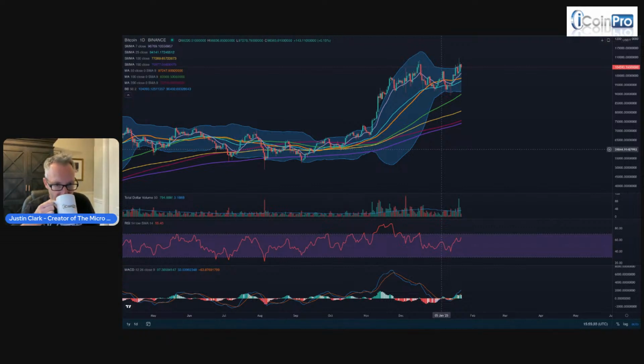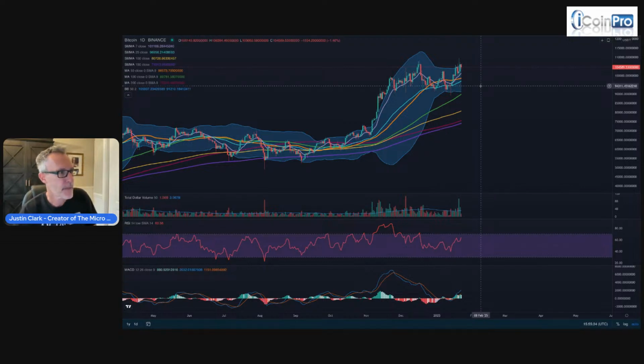With that said, we could have a potential double top or what's called a head and shoulders formation. That's where you get a shoulder, a head, and then another shoulder, and that would be it.